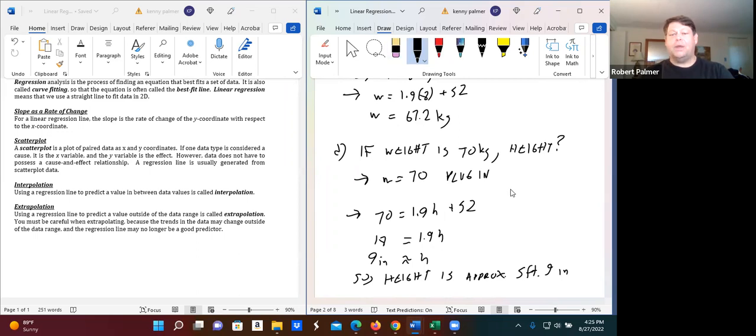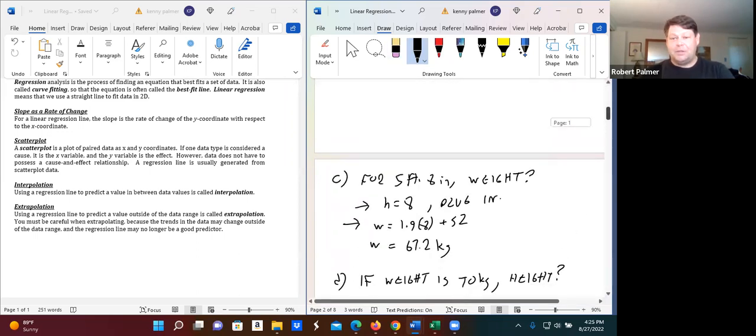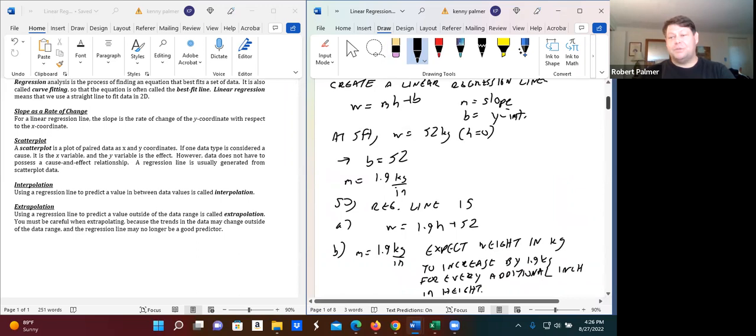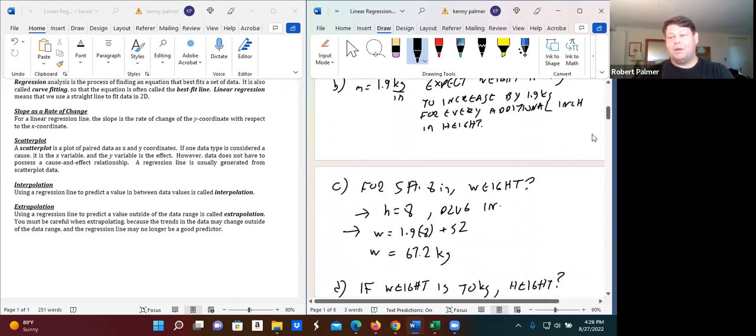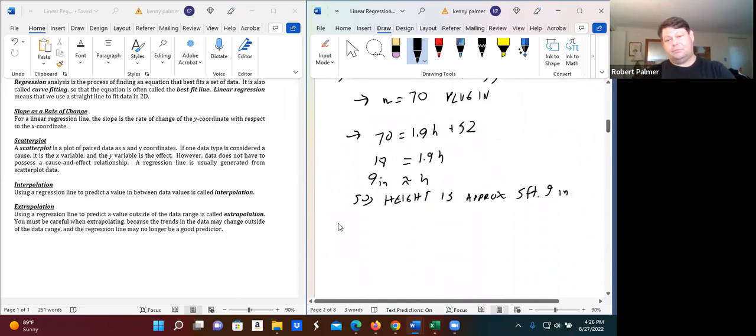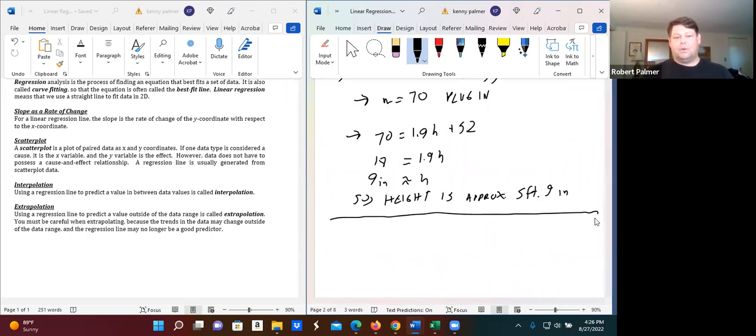So that's being able to use the model. What we've seen so far in this example is we created a mathematical model, we understood what the slope tells us, and then we also used the mathematical model to find weight, when we know the height, and to find the height, when we know the weight. Okay, let's look at our next example.